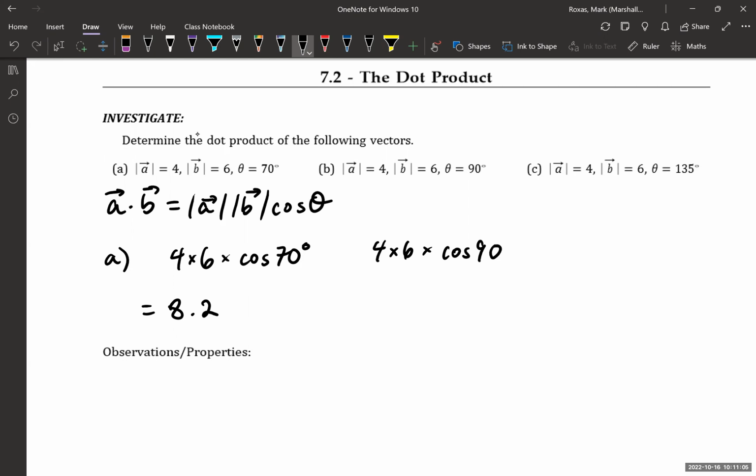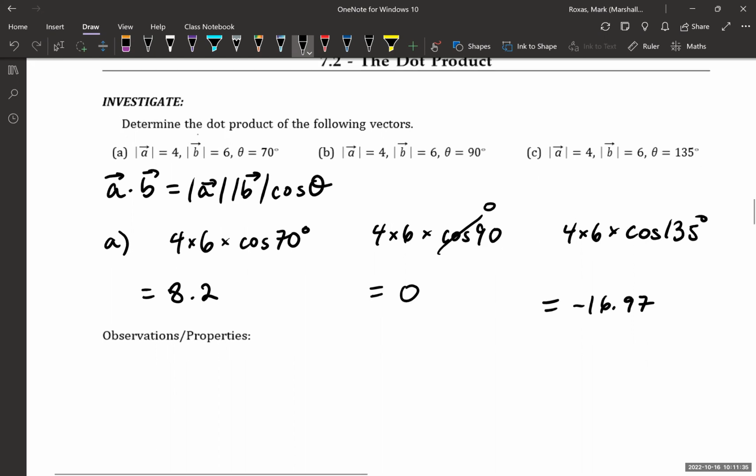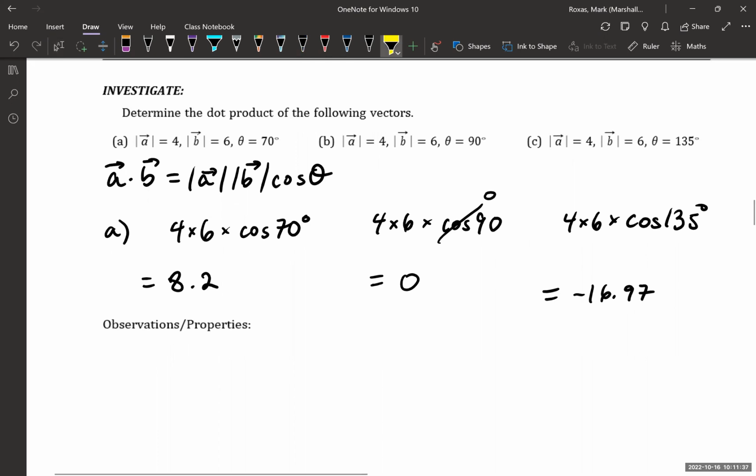Okay, for the next one, we're going to have 4 times 6 times cosine of 90. Well, guess what cosine of 90 is? That's 0. So everything is multiplied by 0. So that's going to give you a 0. And then the third one, we're going to have 4 times 6 times cosine of 135 degrees. And that's going to be negative 16.97.